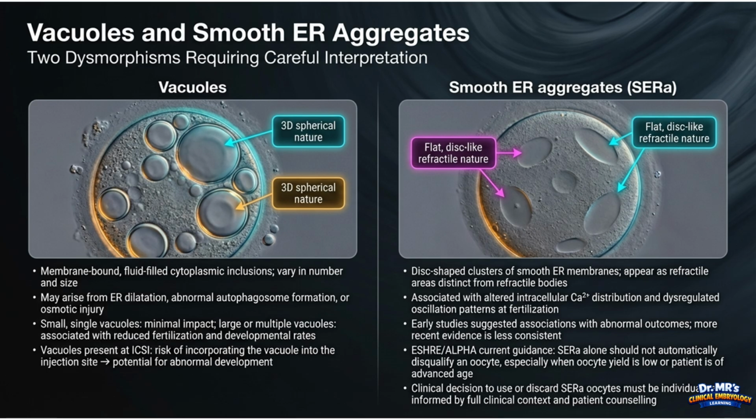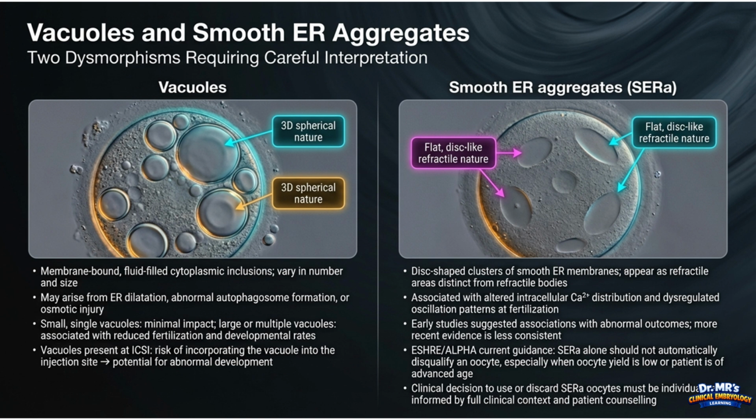Smooth endoplasmic reticulum aggregates are morphologically distinct from refractile bodies and must not be confused with them. They appear as disc-shaped, refractile clusters, sometimes described as having a slightly flattened or lobulated appearance, and represent aggregations of smooth endoplasmic reticulum membranes. Their biological significance lies in their association with altered intracellular calcium distribution.